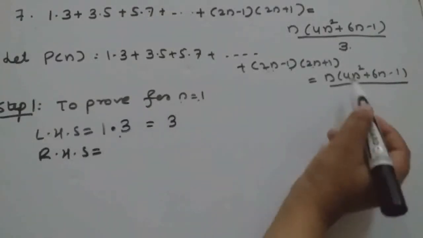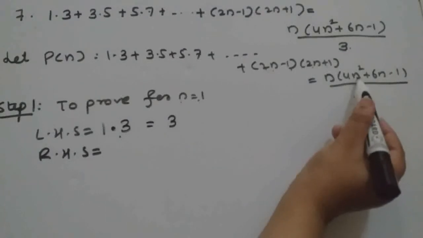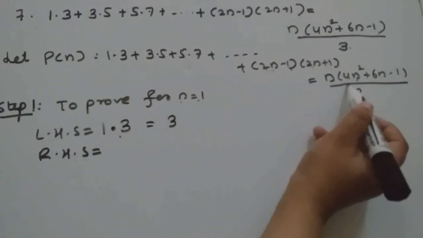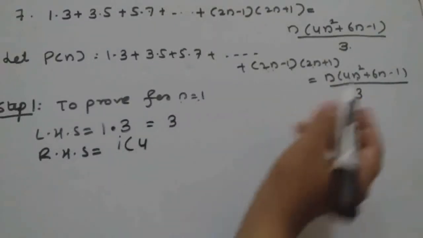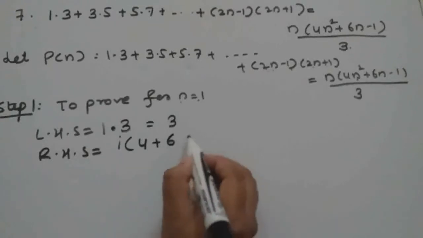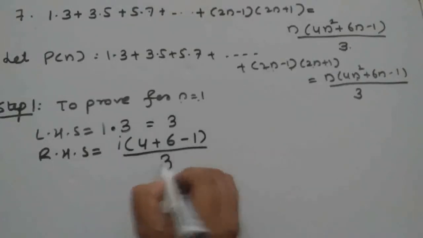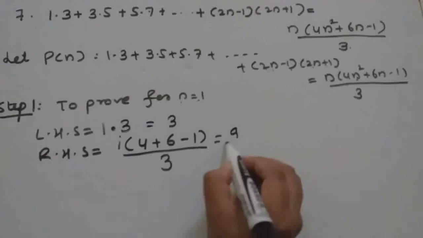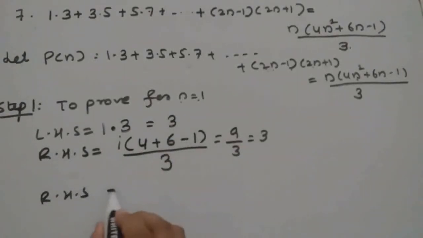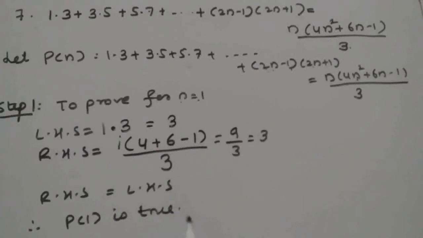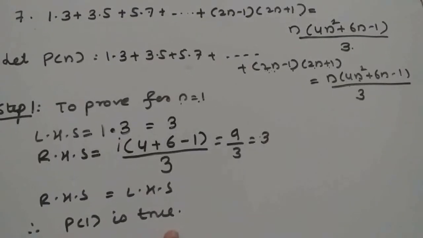Then RHS. To find RHS, we should substitute value of n as 1 in RHS of the given statement. So here you will get 4 into 1 square means 4, 6 into 1, 6, minus 1 divided by 3. So 10 minus 1 means 9 by 3, which is 3. So see, both are equal. So we can write RHS equal to LHS. Therefore, P of 1 is true. This you can write, or else P of n is true for n equal to 1.